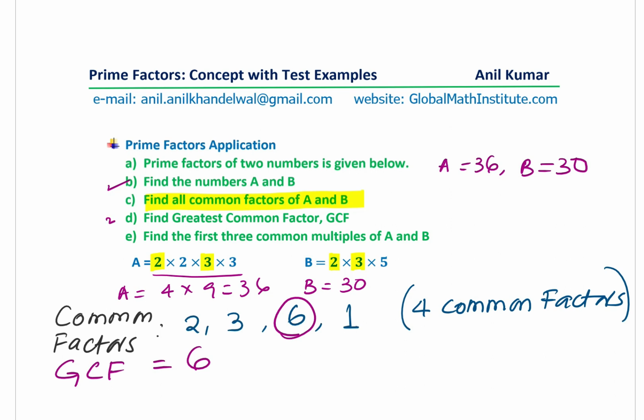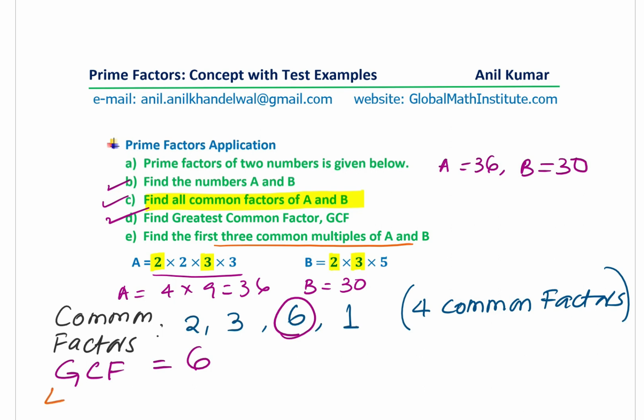Correct? So we got this answer also, those two done. Now the question is find the first three multiples this time of A and B. So multiples are bigger numbers. Correct? How do we get the multiples?